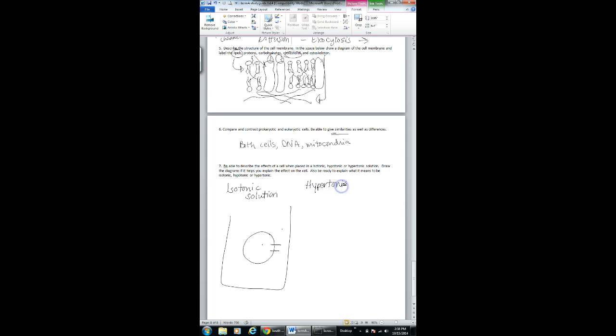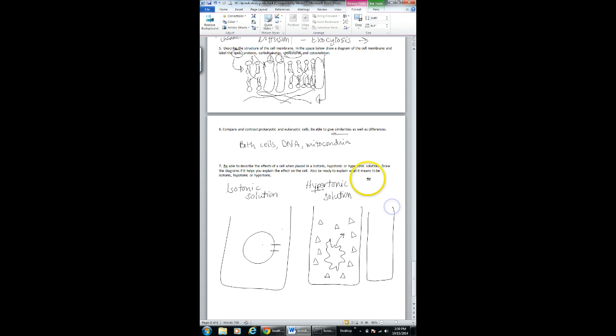Hypertonic solutions mean that there is going to be a high concentration of solutes on the outside of the cell. So if the cell's in here, there's a high concentration. Well, I shouldn't have drew my cell yet. So what this means is the water moves out of the cell to try to even out, and it makes this shriveled cell in a hypertonic solution. So hyper means the cell shrinks, cell gets smaller.